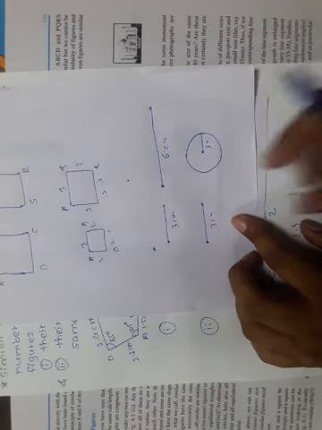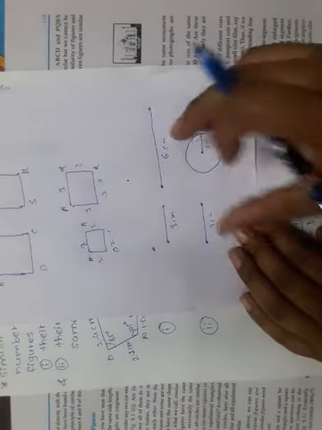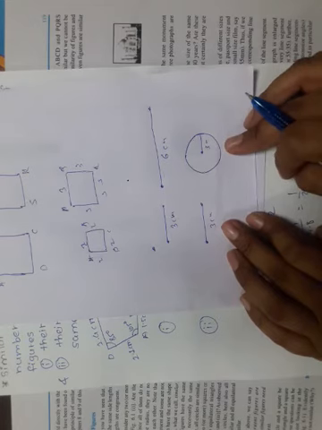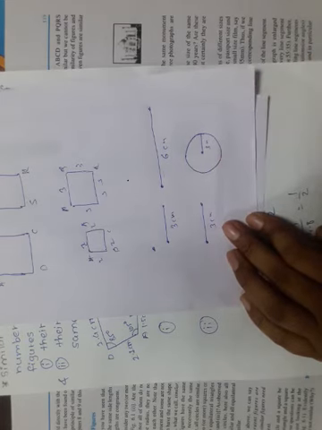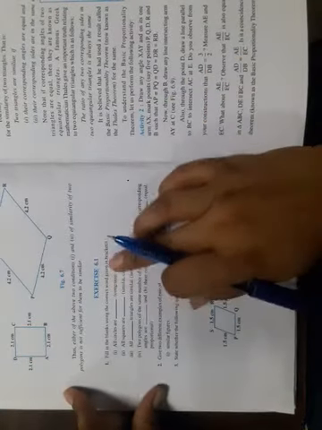So these two figures are not similar. Remember this thing. These two figures are not similar because this is our line segment and this is our circle, so these two figures are not similar figures. Now come to our next exercise 6.1.